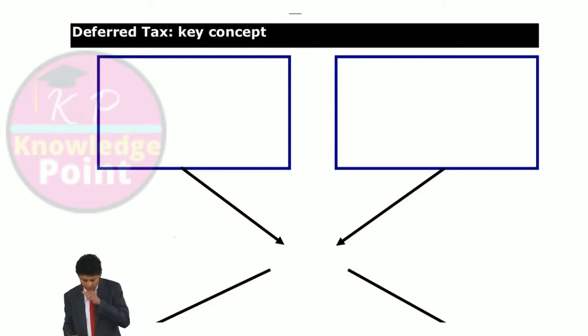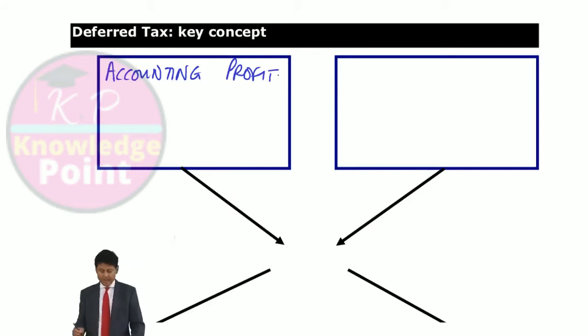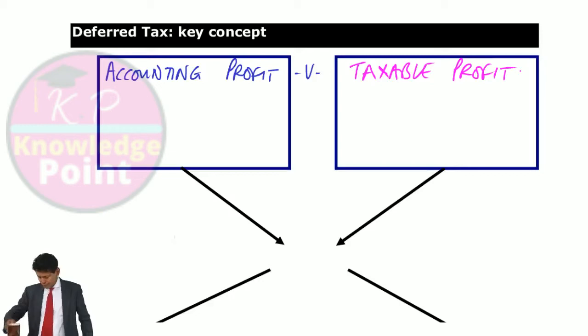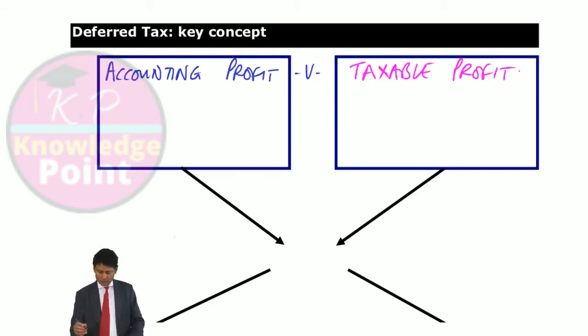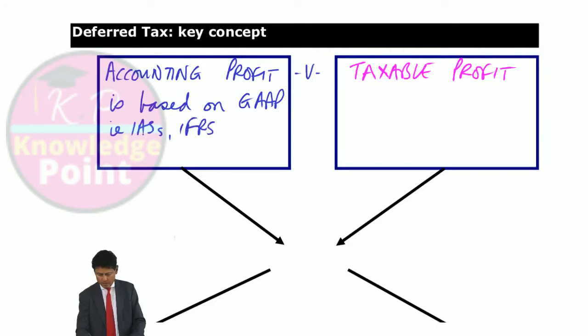The one on the left, let's say, is accounting profit. So you can fill in these boxes with me, please. Accounting profit. And opposed to that is something else called taxable profit. Now, the accounting profit is based on generally accepted accounting principles, i.e. the IASs, IFRSs, etc. And so this is your P&L profit.